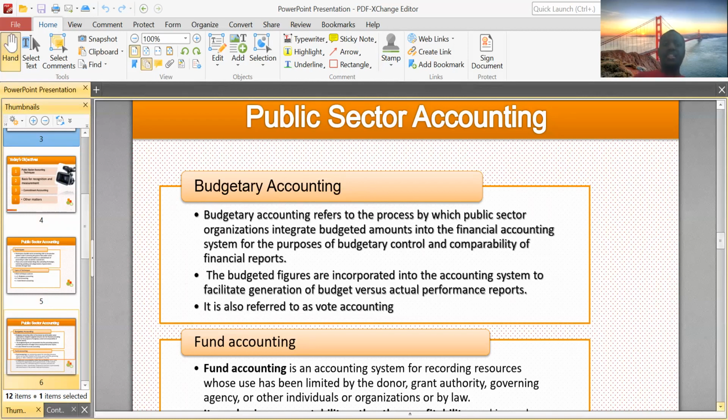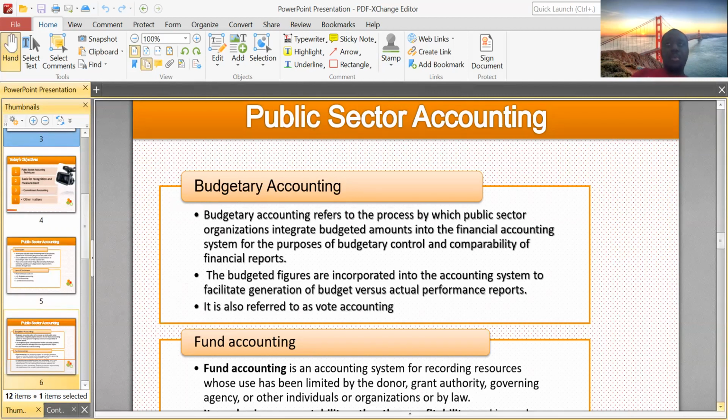So let me read that again. It says budgetary accounting refers to the process by which public sector organizations integrate budgeted amounts into the financial accounting system for the purposes of budgetary control. You are controlling the budget and you are managing it properly. And with this accounting system, right, you are able to compare your actual performance to your budgeted performance. That's one of the main things. And what will be the result of that? You'll be able to do a proper variance analysis.